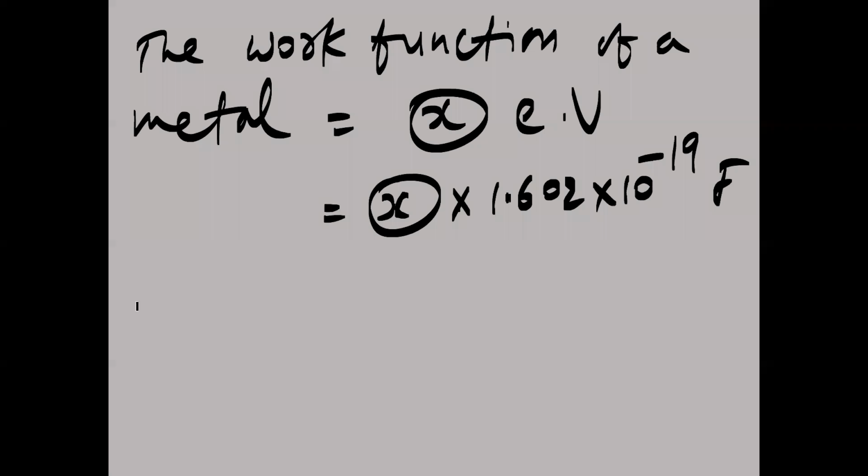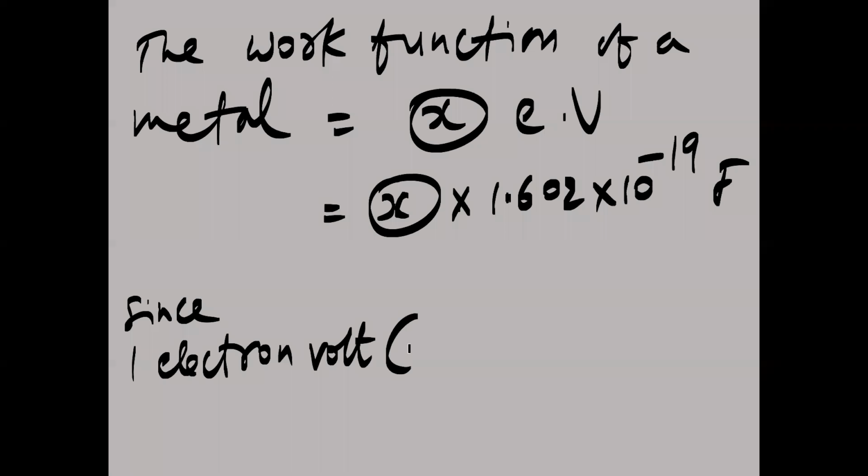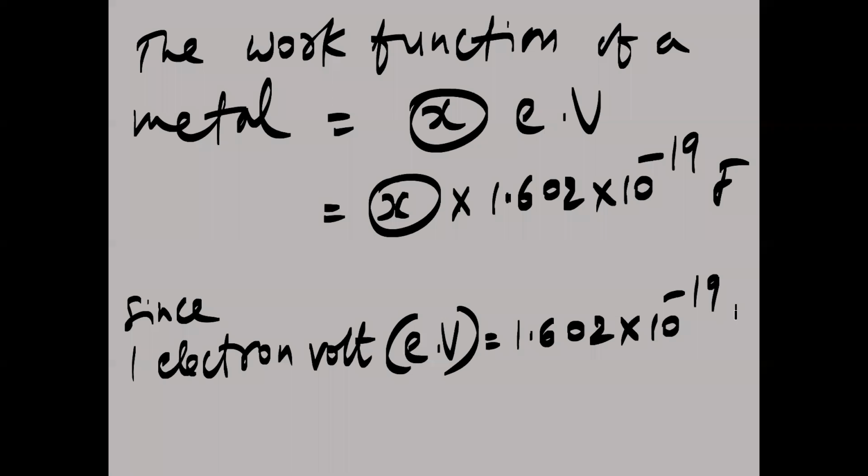Why have we taken this? Since 1 electron volt, that is small e capital V, is equal to 1.602 into 10 power minus 19 joules. This is the conversion factor. 1 electron volt is equal to this many joules. So if the work function of the metal is given as x electron volt, we have to convert this electron volt into joules, the MKS unit. Is that clear? So it is about the conversion of electron volt into joules. Take the screenshot once.